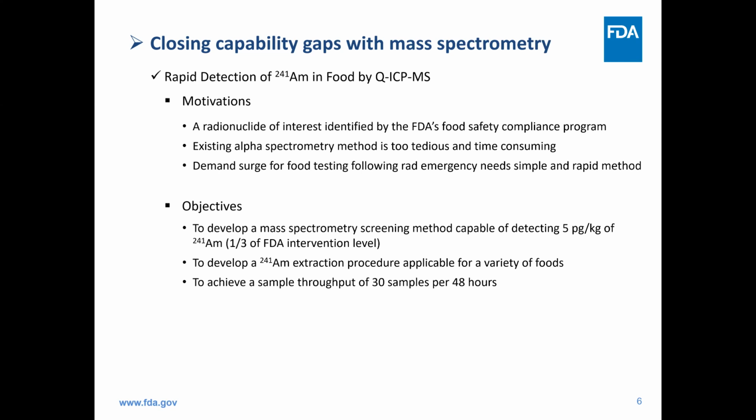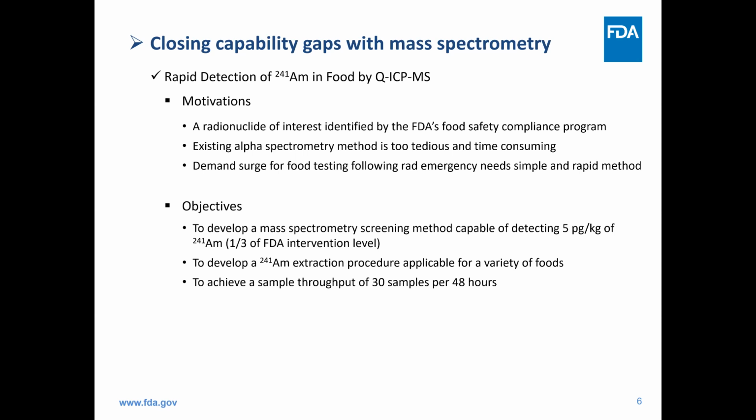Now, one of the problems in analysis of Am-241 in food by alpha spectrometry is that the counting source preparation and the subsequent radioactivity counting are tedious and time-consuming, which makes it difficult to meet the high demand for food testing following a large-scale nuclear or radiological emergency.